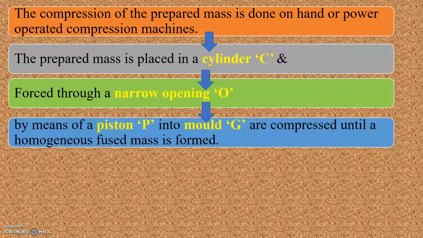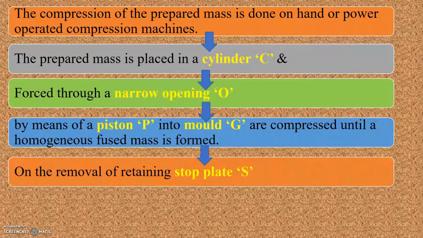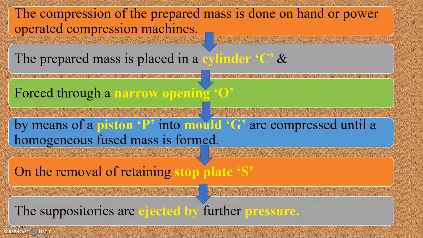After it is forced through a narrow opening by means of a piston which is represented by symbol P into the mold which is represented by G, it is compressed until a homogeneous fused mass is formed. On the removal of retaining stop plate which is represented by symbol S, the suppositories are ejected by further pressure.